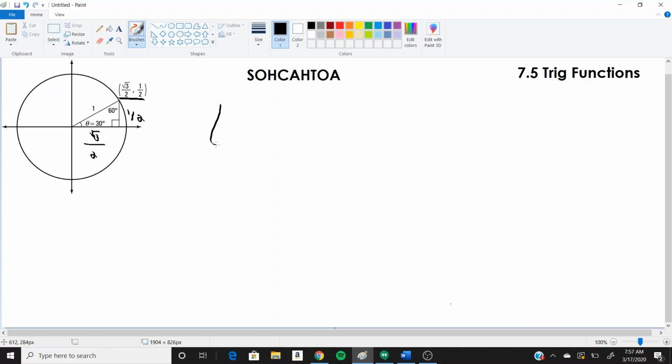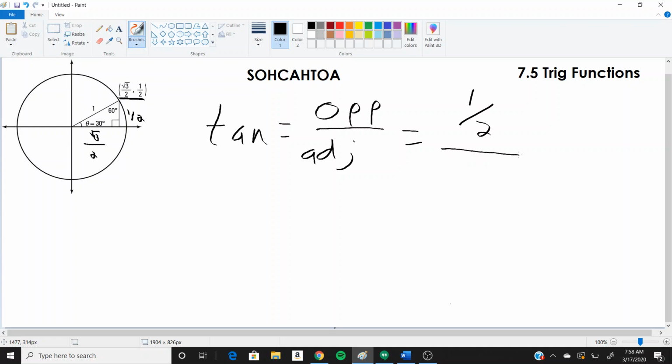So tangent, you'll recall, is the opposite over the adjacent. So if we look at 30 degrees and we say, okay, well, what's opposite 30 degrees? The opposite side of 30 degrees is 1/2. And the adjacent side, what's next to 30 degrees, is √3/2.